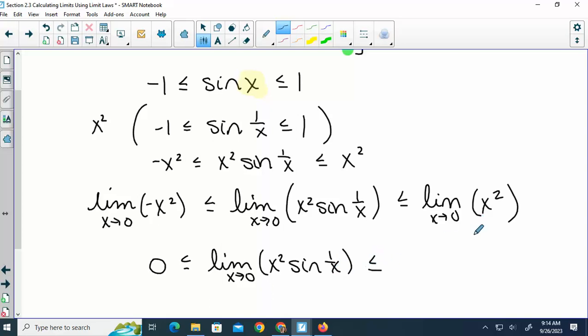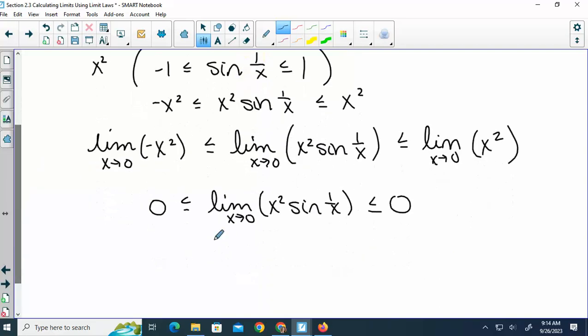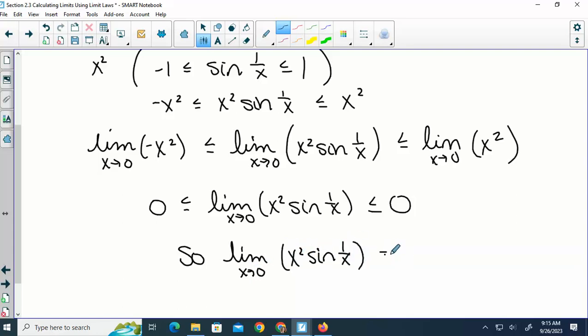And what is the limit as x approaches 0 of positive x squared? 0. So my limit has to be greater than or equal to 0 and less than or equal to 0. So the only option is 0. We're just going to try a couple more. Okay.